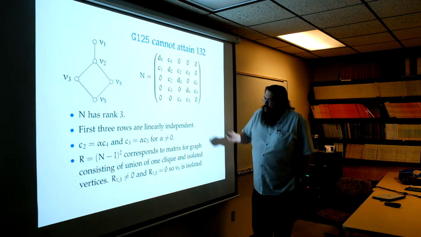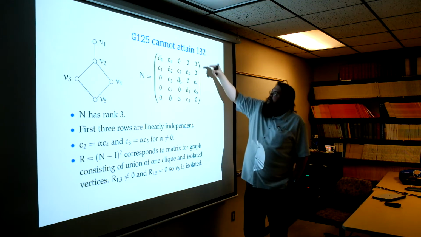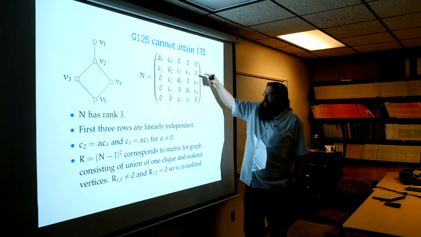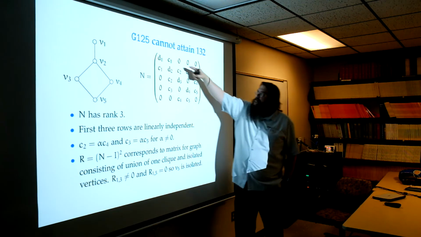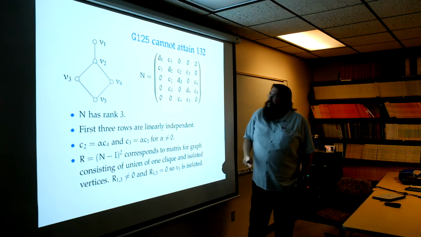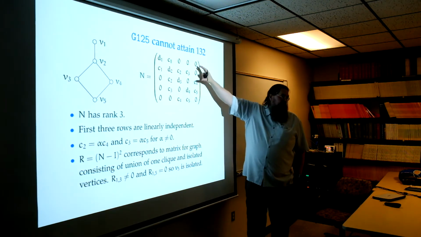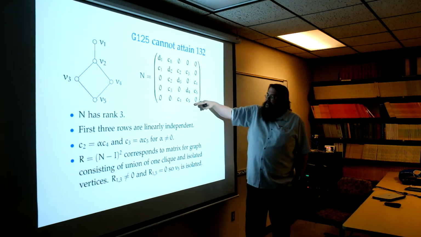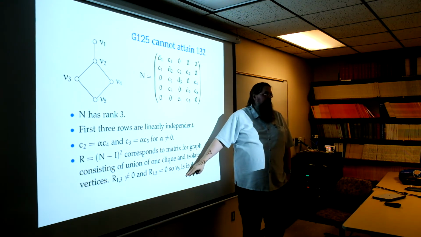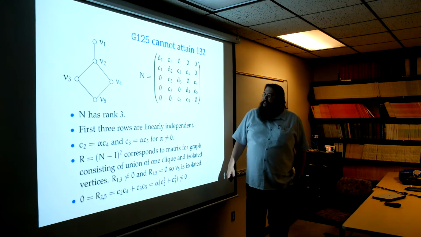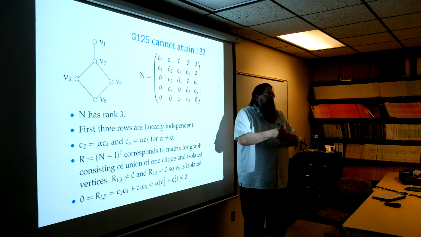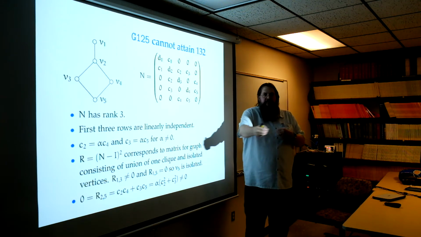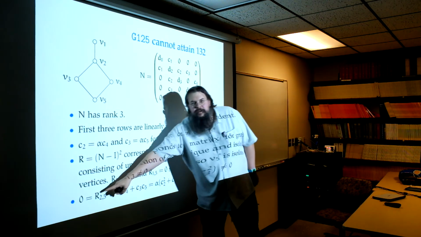Well, what's important about that? You can check that the dot product of the first and the third rows is non-zero, because C1 times C2 is not 0. So that means that 1 and 3 have to be in the clique. On the other hand, the dot product of the first and the fifth row is 0, which means that 5 is not in the clique, which means it's isolated. Which means that if I look at R2,5, well, there can't be a connection between 2 and 5. So that has to be 0.